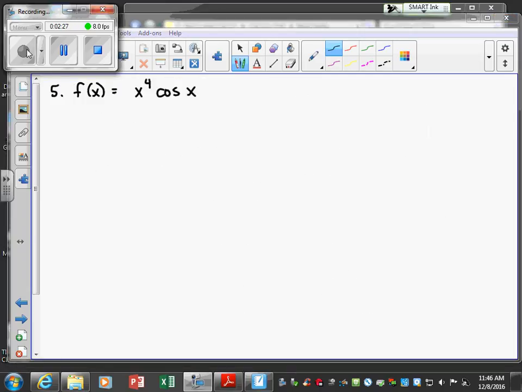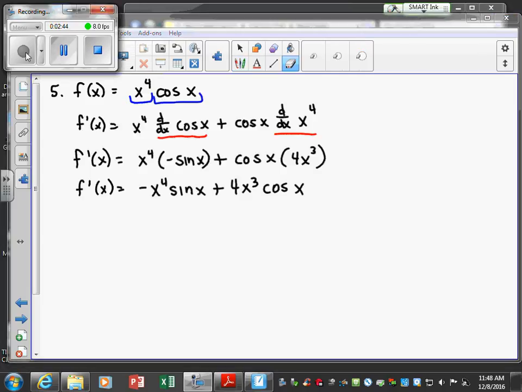Okay, so we have x to the 4th times the cosine of x. What you need to distinguish is that we have two terms here, so we're going to have our product rule. First times derivative of second plus second times derivative of the first. So make sure you write that first step out and then go ahead and calculate. Okay, so that's the setup, and then the derivative of the cosine of x is negative sine of x. The derivative of x to the 4th is 4x to the 3rd. So pulling all the terms out front and rewriting, we have this.